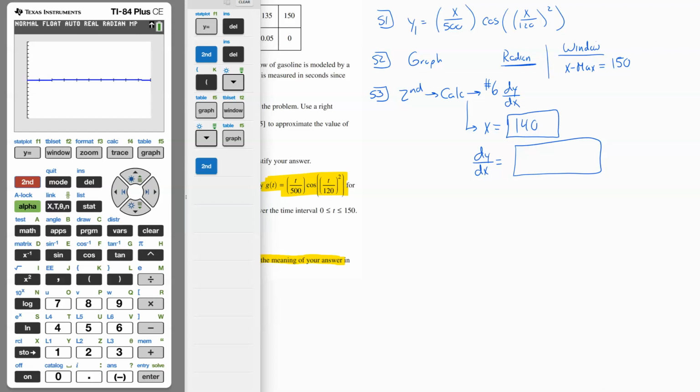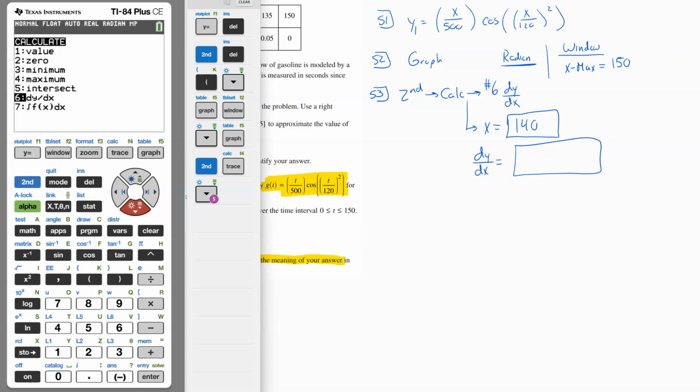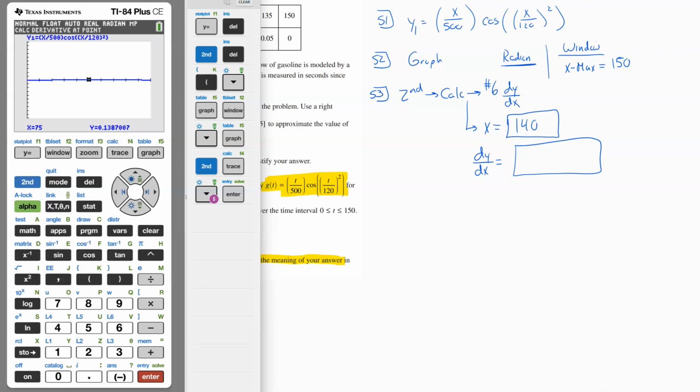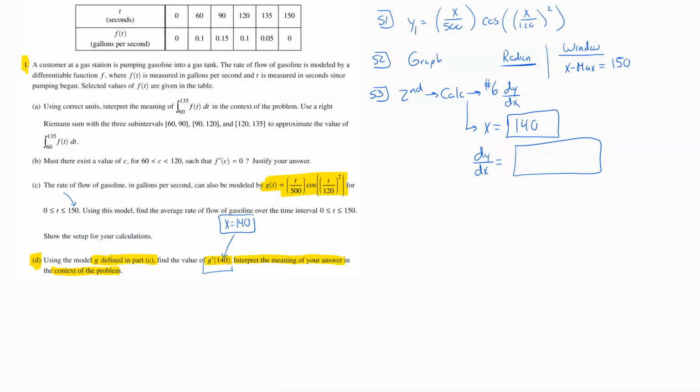I now hit second, choose the calc menu, which is the button above trace at the very top. And then inside that menu, I'm going to choose the number 6 option, which is dy dx. I hit enter on that. It puts me back out onto the graph. And again, it doesn't prompt us to enter the x value we care about. We just need to know that that's the way the process works. I type in 140. I hit enter, and at the bottom of the screen, I can see dy dx equals negative 0.004909. On the AP Calc test, they generally want everything on the final answers rounded to 3 decimals. That's the accuracy they're looking for. So on this one, we'd be looking at negative 0.005.